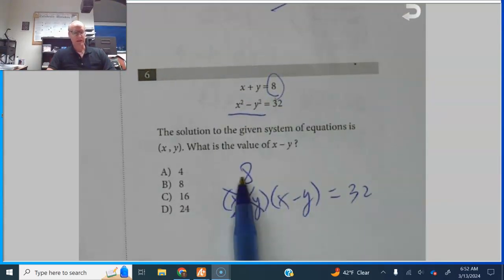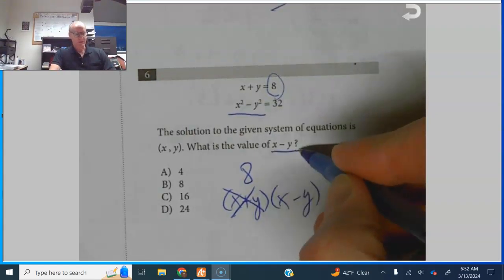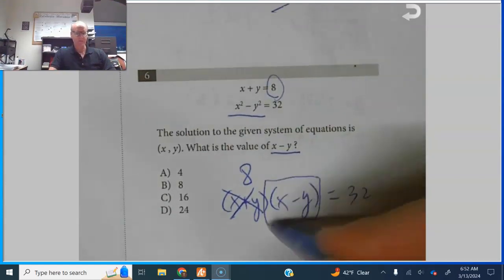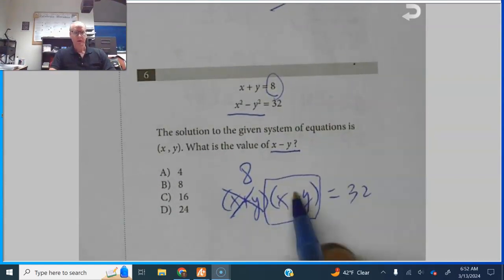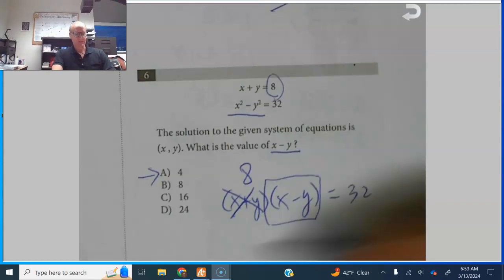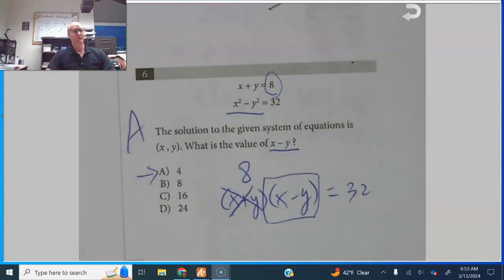And I have to multiply that by x minus y to get 32. So I'm going to solve not for x or y, but for x minus y. I want to find out what is the value. Well, 8 times what gives me 32, and of course it's 4. You divide by 8 on both sides, however you want to think of it, and we're moving on. Looks like I'm catching up a little bit.